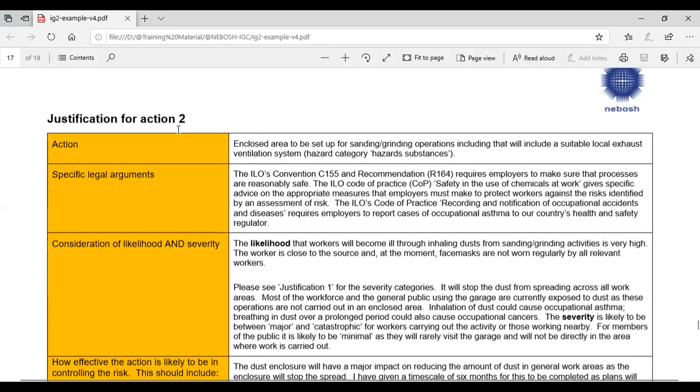Now, justification for action 2: an enclosed area to be set up for sanding, grinding, operating. This is another action. Again, legal argument as per ILO C155. So make sure you can legally justify. Legal reference is the most solid reference, and if that legal standard is globally respected, it's more solid. Like ILO, International Labour Organization, mostly all countries are members of ILO. So technically, it is more sound, you are giving global references.